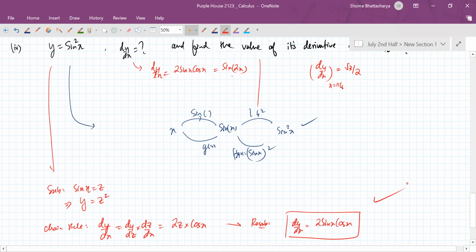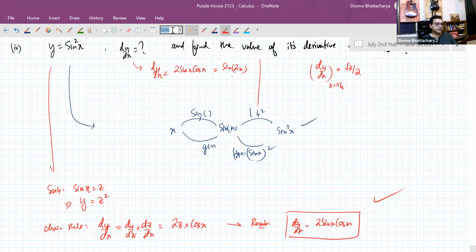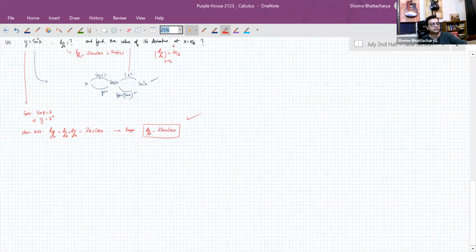Sir, can't we do this by product rule? Yes, by writing sin x and sin x. Very good, very good. You can do that. That's a completely alternate way of doing this question. And in this case, that's very valid.